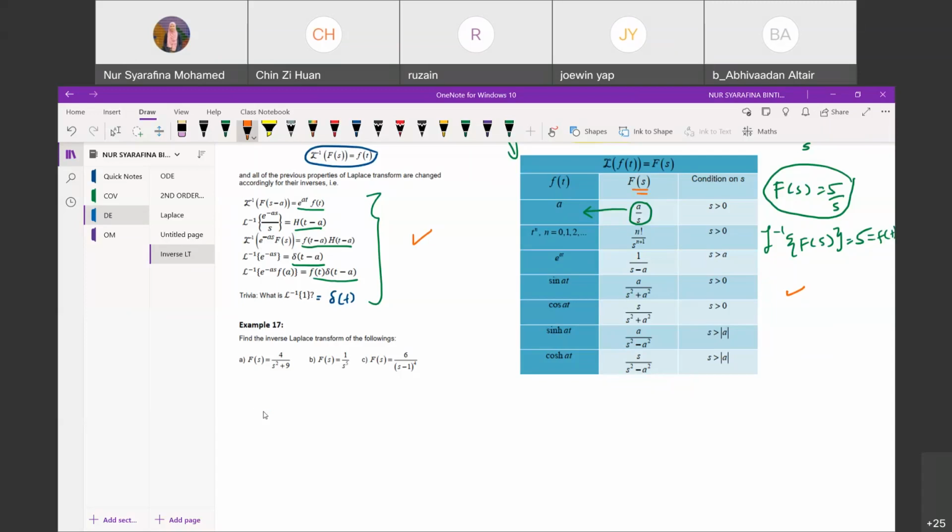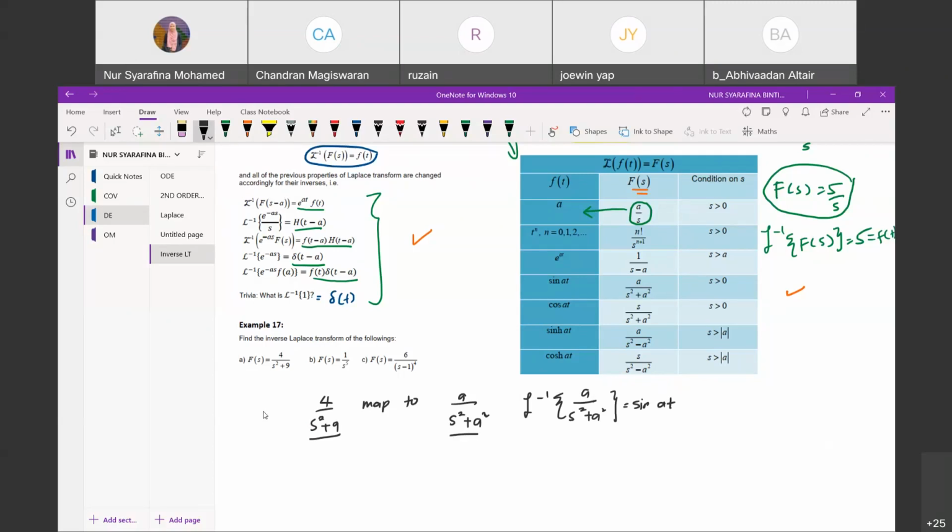a over s squared plus a squared, which comes from sine at. So what you can do here is map 4 over s squared plus 9 to a over s squared plus a squared, where the inverse transform of a over s squared plus a squared equals sine at. So you have to match this form of the function with the general form of sine at.